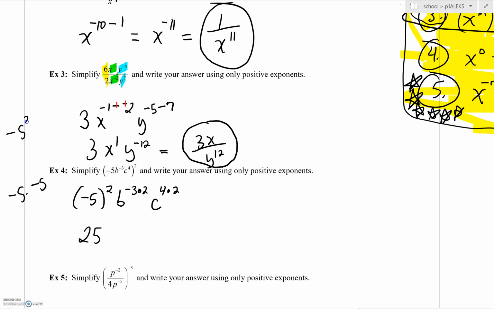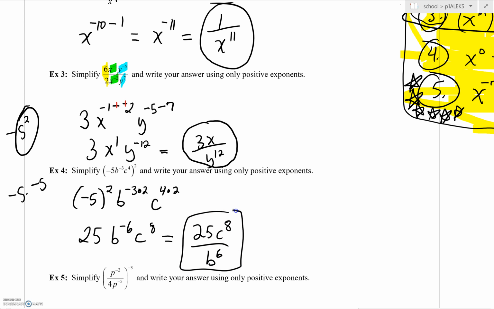Just want to show you that it's negative 5 times negative 5. If you don't have parentheses around that, you're saying square the 5 and put a negative out in front, and that's not what's happening. So when you're squaring, cubing, whatever it is with a number, put parentheses around that number and then raise it to the power. Negative 3 times 2, here you'd get b to the negative 6. Here you'd get c to the 8th. Only one term has a negative power, so only one term gets moved. That's that b to the 6th. That goes down, and we are good.